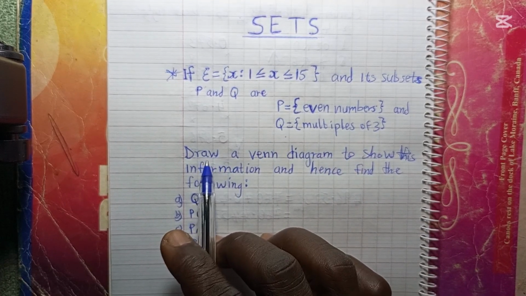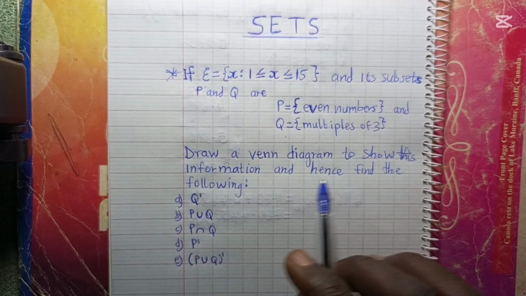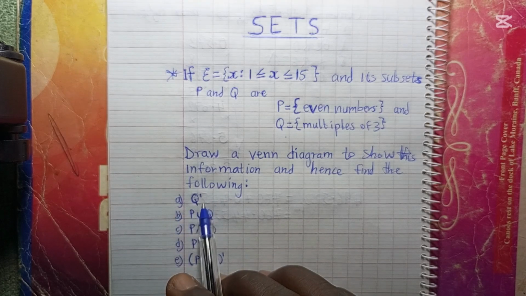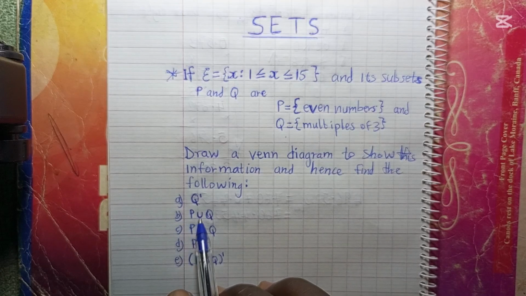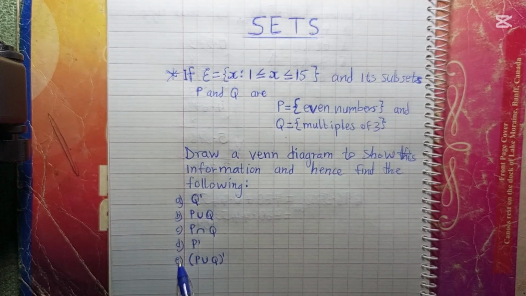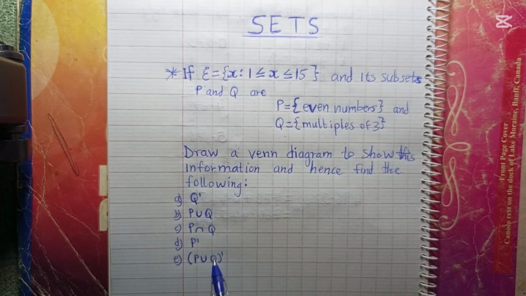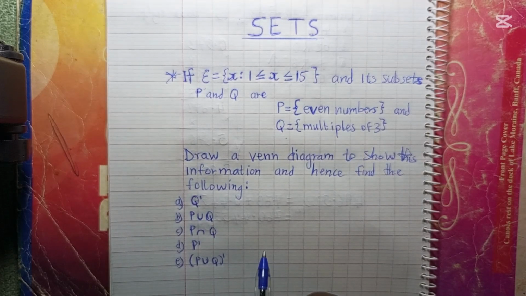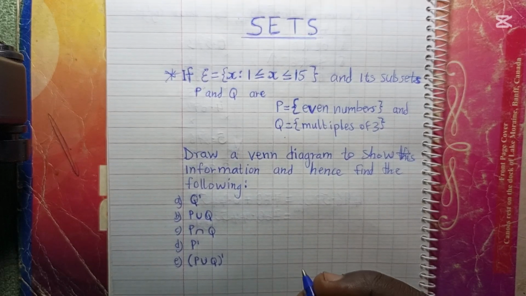the problem we're asked to resolve here is to draw a Venn diagram to show this information and hence find the following. A says we should find the complement of Q. B says we should find P union Q. C says we should find P intersection Q. D says we should find the complement of P. And finally E, find the complement of P union Q. Now, without wasting much of our time, let's dive into the calculations.